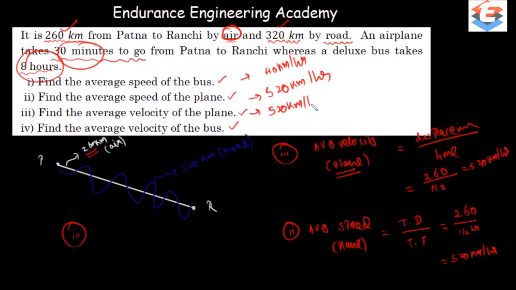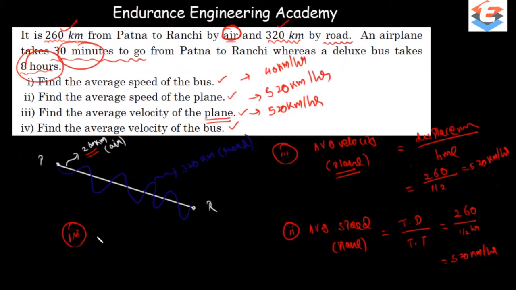Why is it 520? Because for the plane, both displacement and distance are the same. The shortest distance is also 260 kilometers. The distance which it traveled is also 260 kilometers. Okay, and now finally, the average velocity.